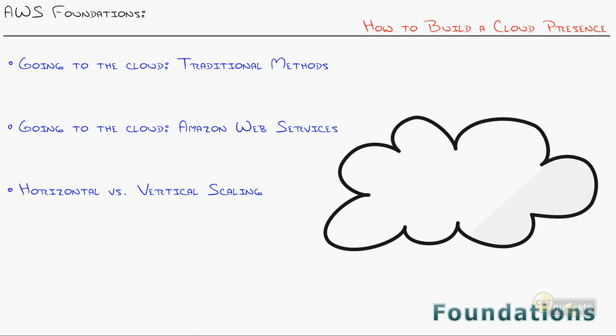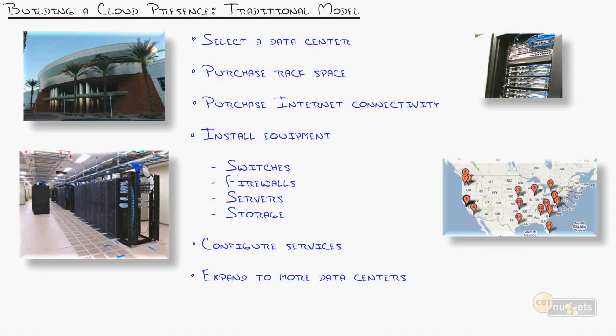right? Finally, I want to wrap up this nugget by looking at a concept you'll hear again and again as you hear about Amazon Web Service, and that's horizontal versus vertical scaling. I just want to peel back the mystery beyond that and explain what that means. Well, let's kick it off by taking a look at building a cloud presence yourself, the traditional model.